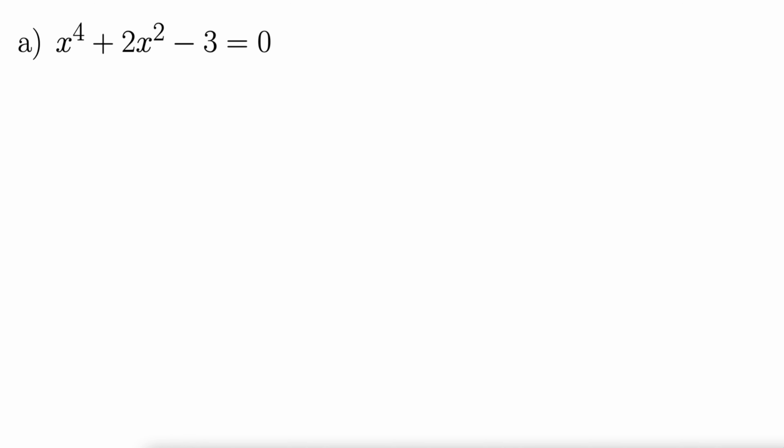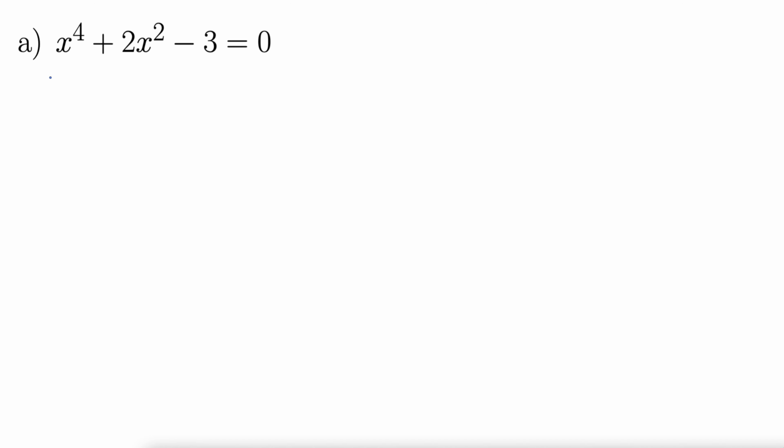Here we aim to solve x to the fourth plus 2x squared minus 3 equals 0. And this is kind of strange because it looks like a quadratic equation, but it's a degree 4 equation, which is not a quadratic equation. But there's a trick to this kind of problem. This is called quadratic in form.